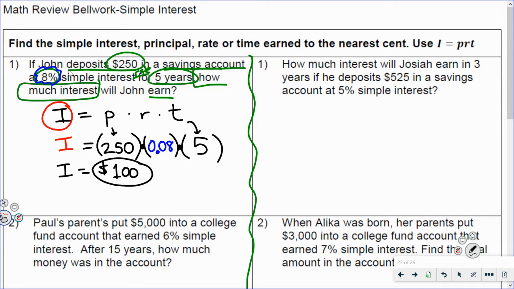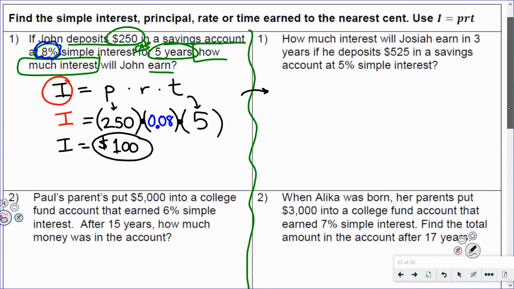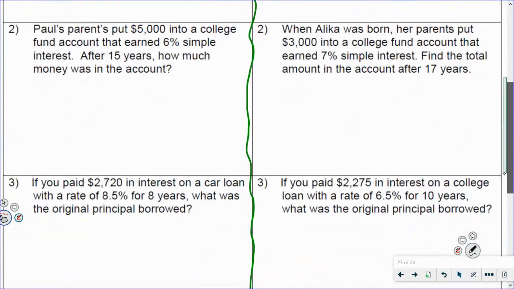Now, at this point, you may either pause and complete number 1, looking back and forth, how are the problems similar, how are they different? Or you may continue on as we proceed to number 2. So I'll leave that as your choice. Pause or continue on with me.